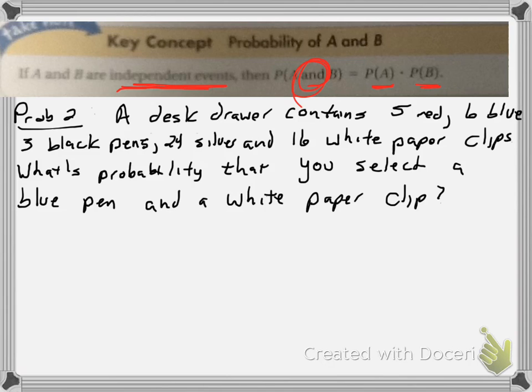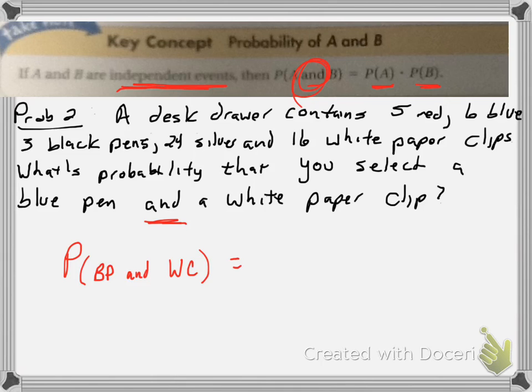A desk drawer contains 5 red, 6 blue, and 3 black pens, and 24 silver and 16 white paper clips. What's the probability that you select a blue pen and a white paper clip? Okay, so I want the probability of a blue pen and a white paper clip.